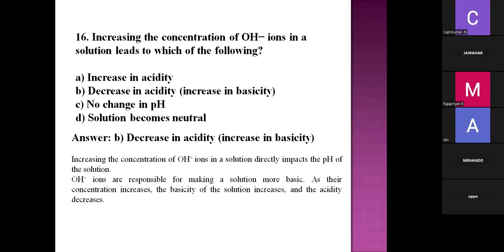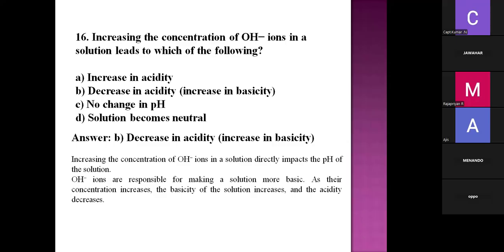In aqueous solution, the relation between H plus ions, responsible for acidity, and OH minus is inversely proportional due to the ion product of water, Kw equals H plus times OH minus. Increasing OH minus ions reduces the H plus ion concentration. This shift in ion concentration explains why increasing OH minus ions leads to a decrease in acidity, making the solution more basic. The concept is fundamental in the study of acid-base chemistry, particularly when working with strong bases such as sodium hydroxide or potassium hydroxide.